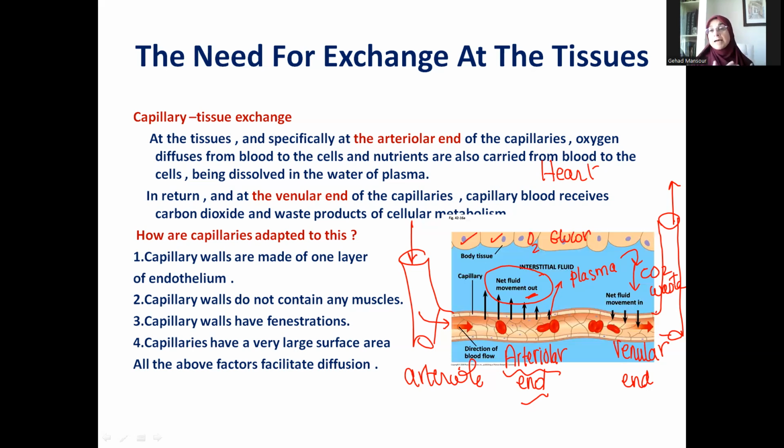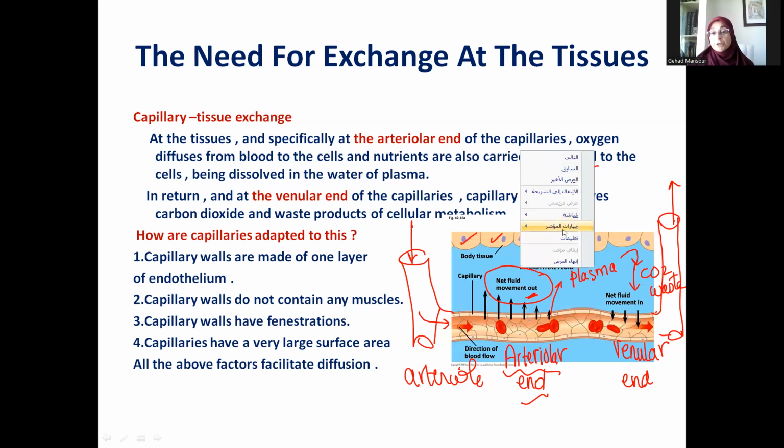This exchange at the level of the tissues occurs between the blood capillaries from one side and the cells from the other side, and that's why it is called capillary tissue exchange. And by tissue here, we mean the cells. But in order for this to occur, as we have seen before in our study of the urinary system, the blood capillaries should be well adapted to this process of exchange.